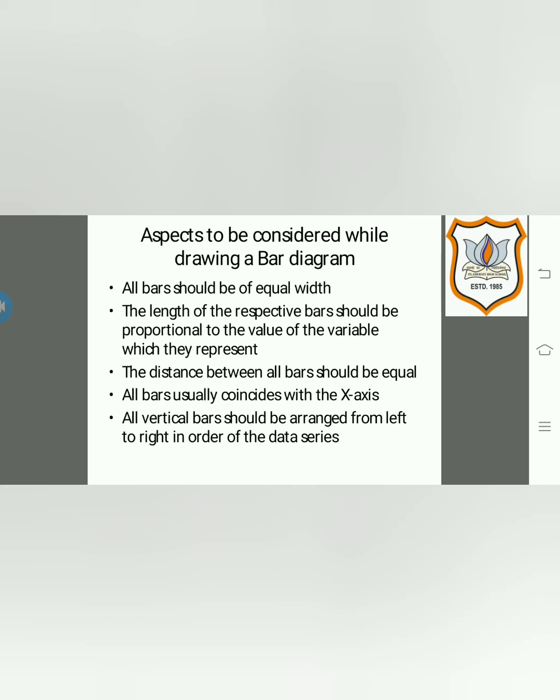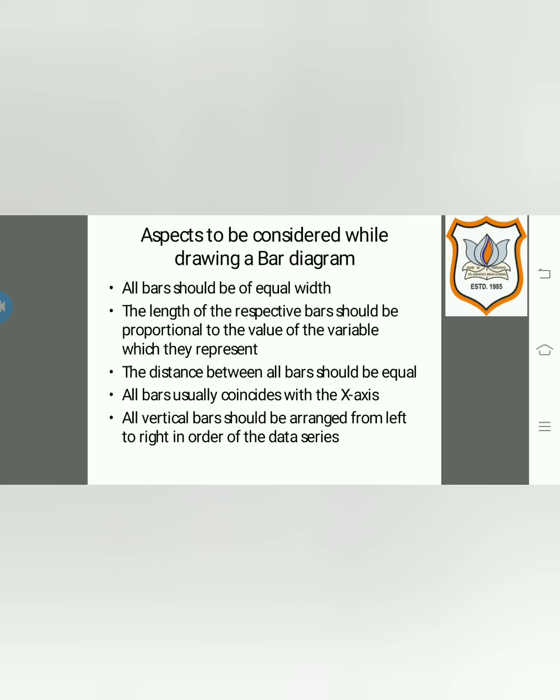Next point, all the bars are usually coinciding with the x-axis. From all the definitions or meaning of the bar diagram or types of bar diagram, we have seen that they are generally on a common base value. So it means that all the bars should be on a common base, and generally the base is your x-axis. Therefore it is said that all the bars should coincide or they should rest on the x-axis.